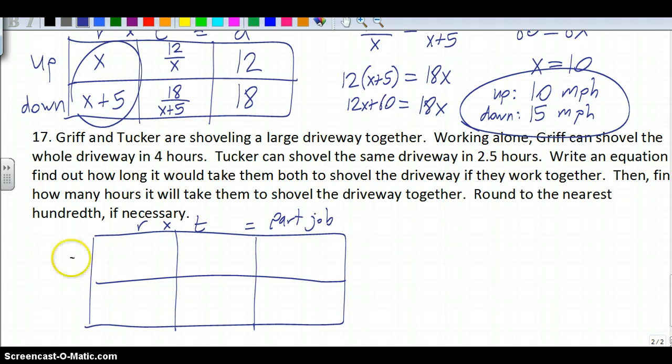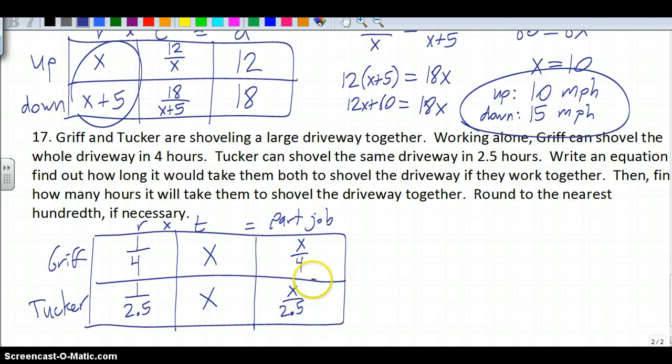So we have Griff and we have Tucker, and they're shoveling a large driveway. Griff can shovel the whole driveway in 4 hours. So if it takes him 4 hours to do the whole job, that means he's doing 1/4 of the job every hour. Tucker does the same thing over 2.5 hours, so his is 1 over 2.5. I know that looks weird with a decimal, but that's okay. We'll leave it for now. Since we're trying to find their time together, those are both x, which means this is now x over 4, because you multiply, and this will be x over 2.5.